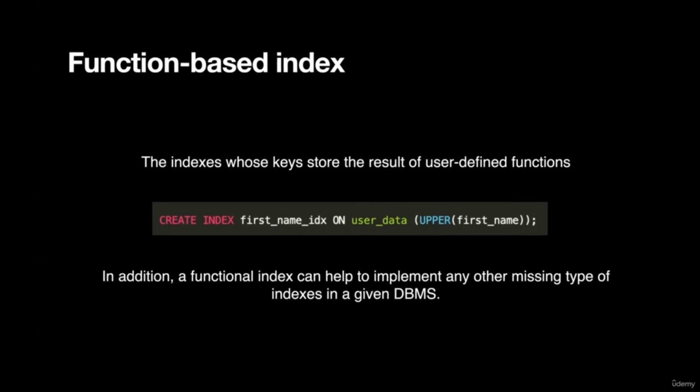In addition, a functional index can help to implement any other method type of indexes in a given DBMS, except perhaps a bit index. For instance, hash for Oracle.